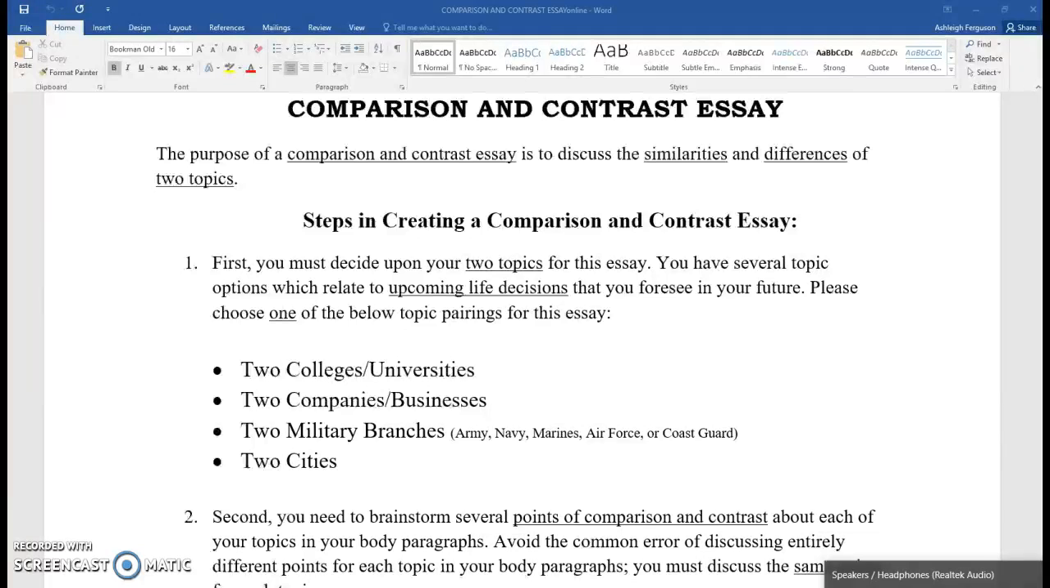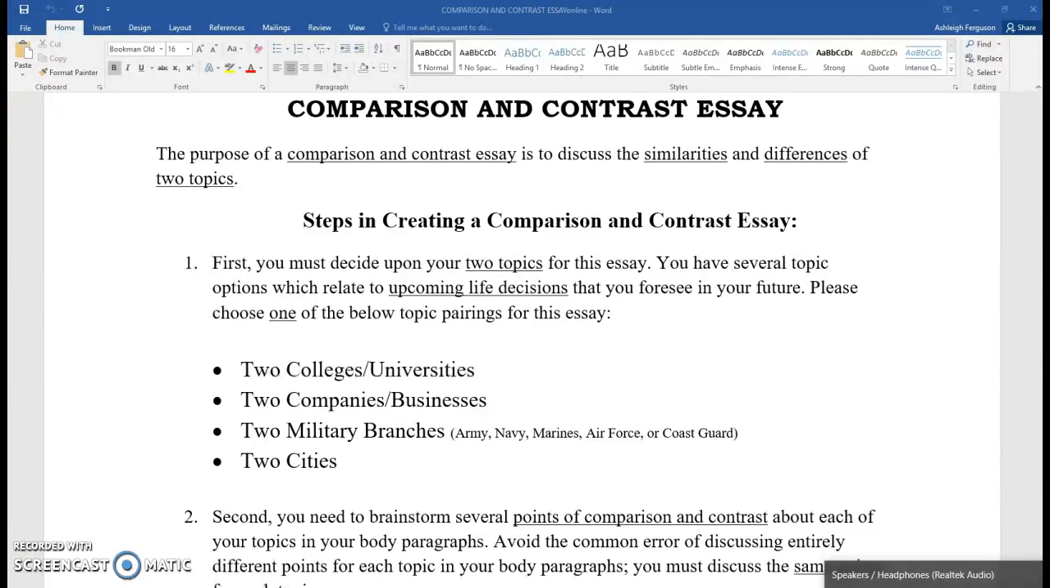Now, as far as what I mean by you're going to have to discuss points. When you select your 2 topics, let's say you're going to discuss 2 colleges or universities. You probably have 2 colleges or universities you're debating between right now. Maybe you're considering transferring from Mississippi Gulf Coast Community College to a university, but you're not sure which one at this point. Find 2 colleges. It doesn't matter what they are. I mean, it can be in-state, out-of-state.